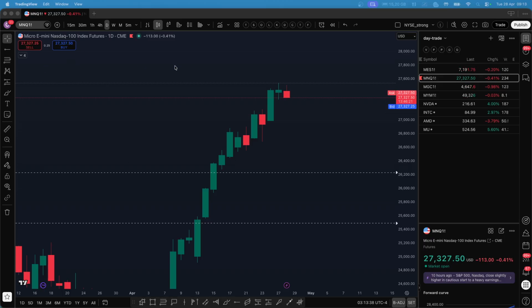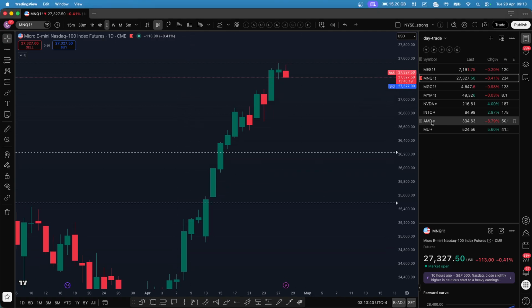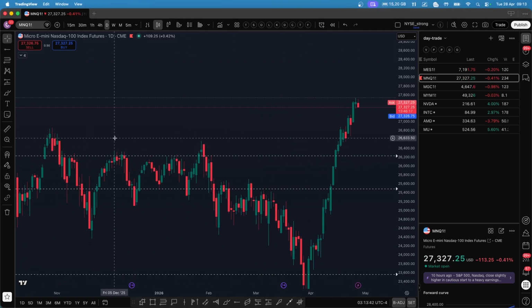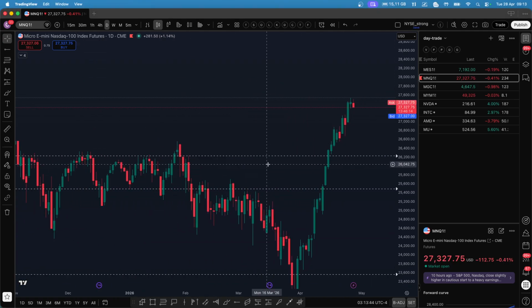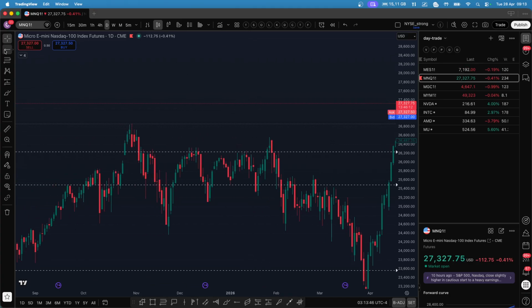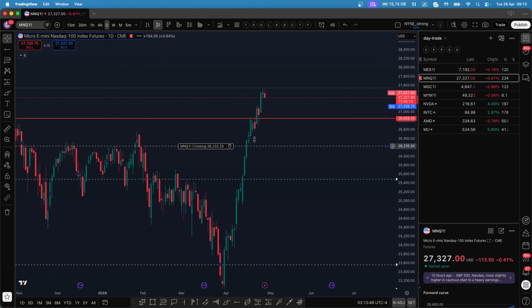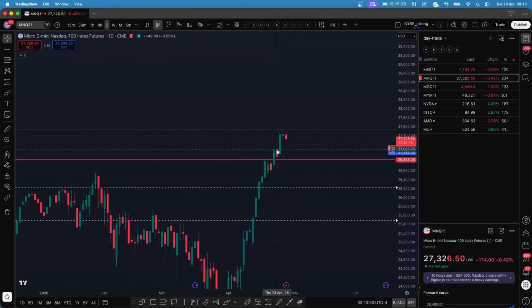Currently, I'm on the MNQ chart on a daily time frame. So context wise, we are above all-time high. And after breaking the all-time high, this was the all-time high level. After breaking it, we had a backtest of this all-time high, and we are going up.